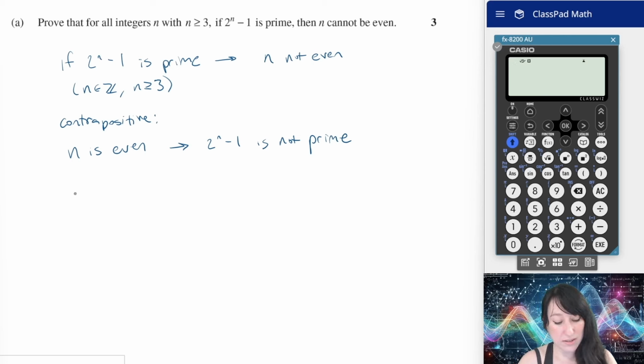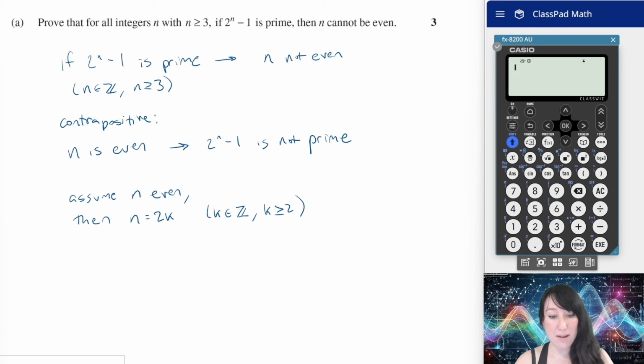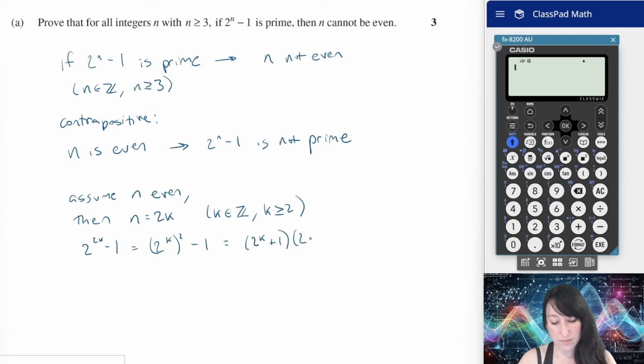So if n is even, then we can express n as something like 2 times k, where k itself is an integer. Since n has to be greater than or equal to 3, k has to be greater than or equal to 2. So let's see what happens in 2 to the n minus 1. Note that this could be looked at as a difference of squares. Since this can be expressed as the product of two distinct numbers, we can say that this is not a prime number.